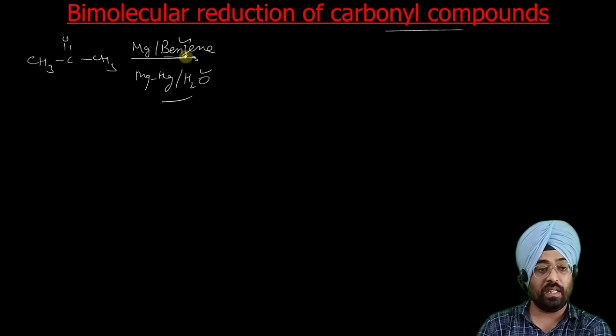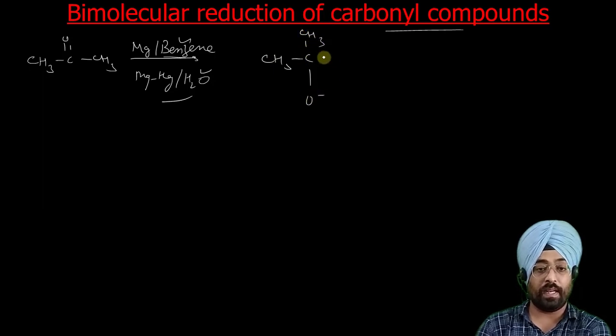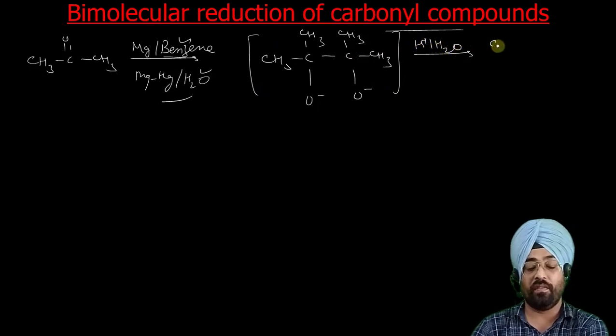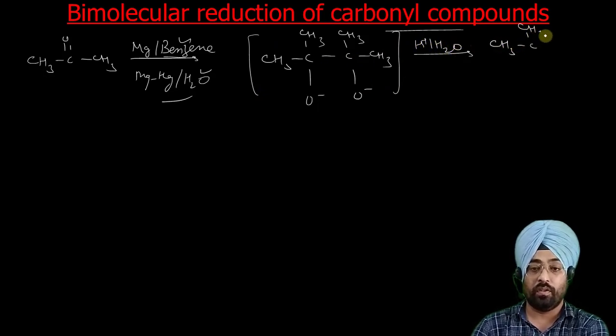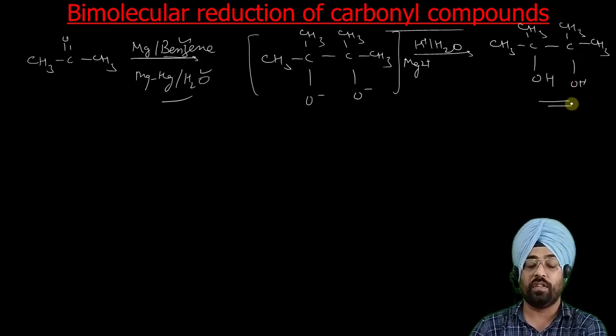Under these conditions, first we get CH3C(O negative)CH3 species with Mg2 positive. Now if we do its acidic hydrolysis, then we get a diol. This is called the bimolecular reduction of carbonyl compounds. We get diols. So this is a very simple reaction.